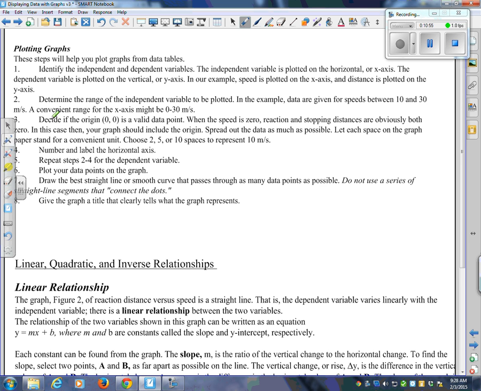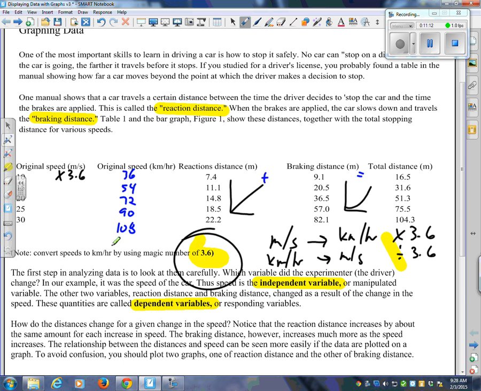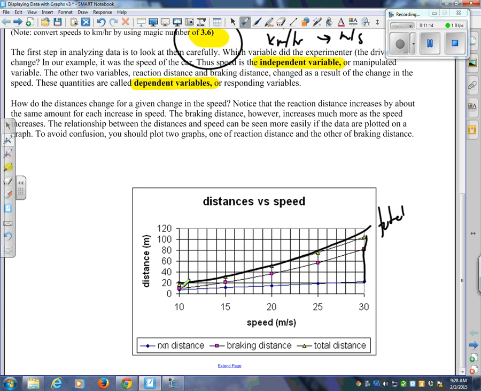And that's what they're talking about in number 3 here. Decide if the origin is a valid data point. When the speed is 0, reaction and stopping distances are obviously both 0. If you're traveling 0 meters per second, your braking distance is 0. You're stopped. Should you include 0, 0 if you can in your graph? Yes, you should.